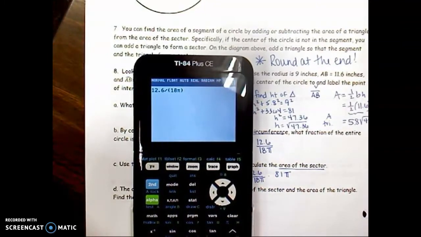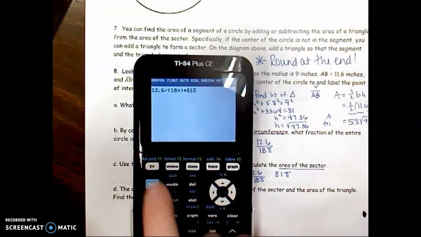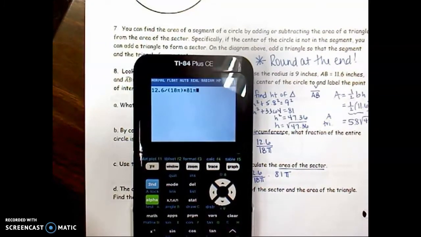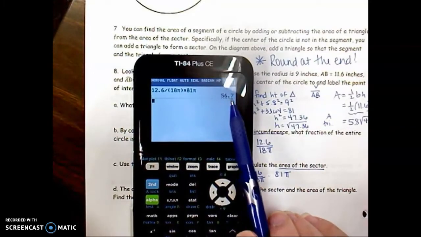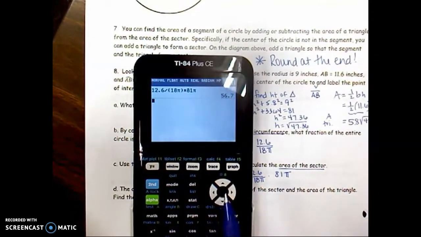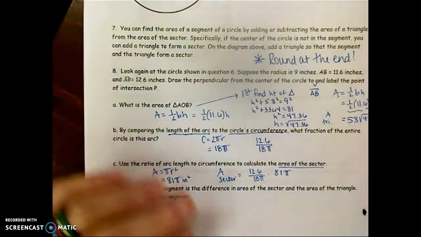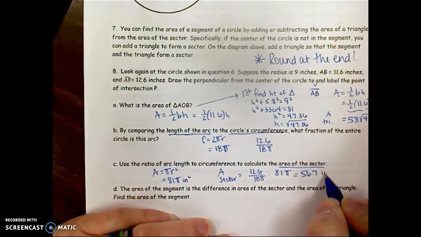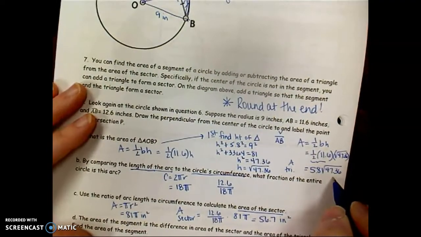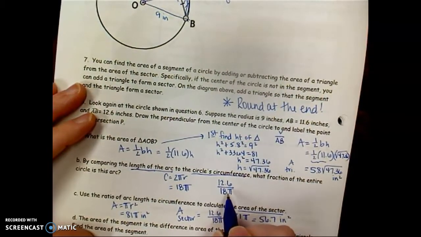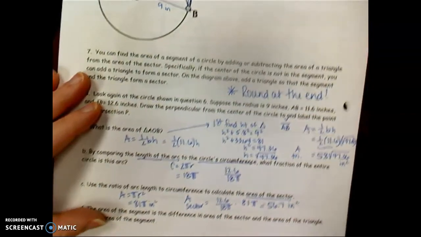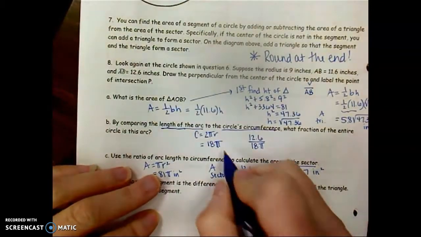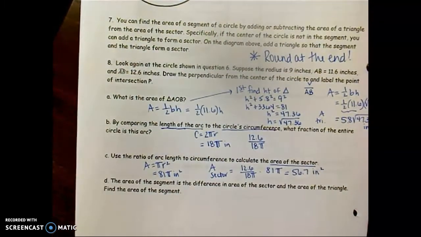So there's 12.6 divided by 18 pi, and we're multiplying that by the whole area of the circle, which is 81 pi. Those pi's will cancel, and I don't get an irrational number. I get a terminating decimal, 56.7. This is an area, so that would be inches squared. This up here, this area would be inches squared. This circumference, fractional part, that's just a fraction, so we don't need it. But on our circumference, I've been leaving off my units, but I'll go back and put those.